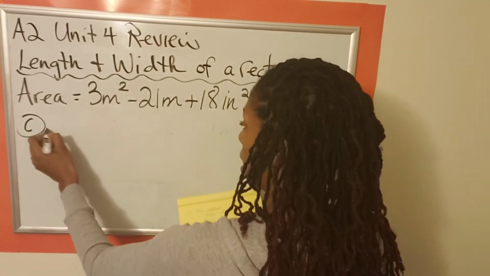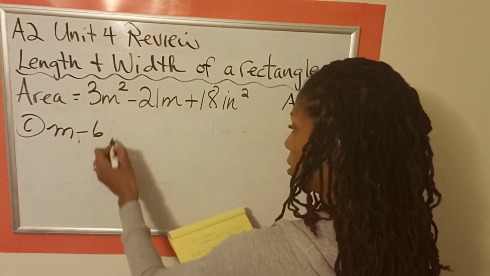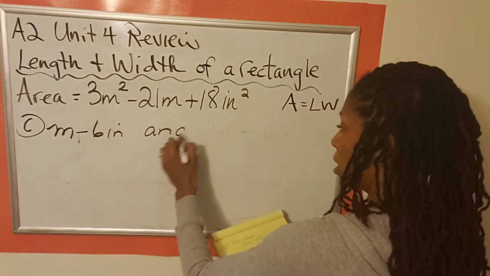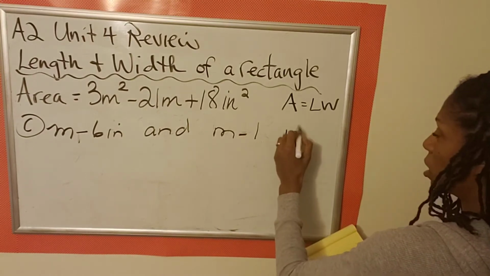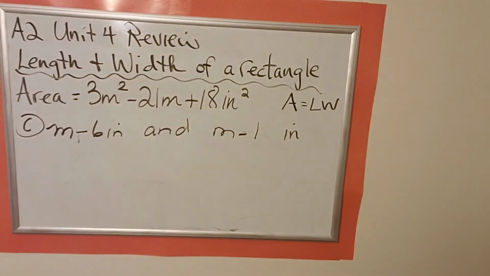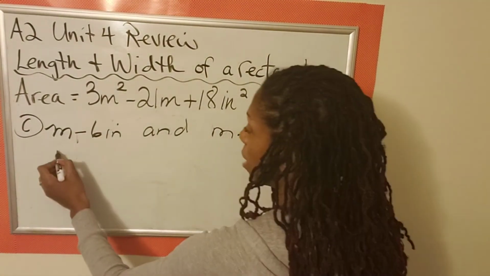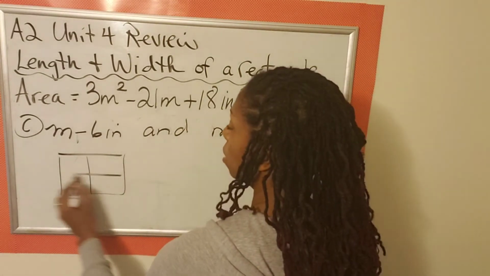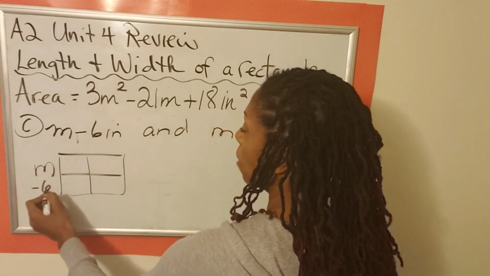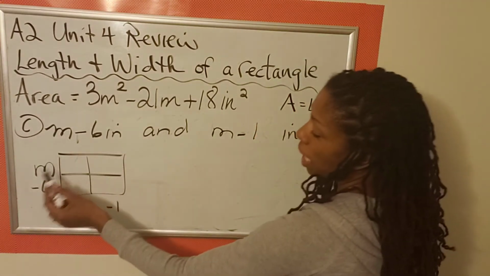Okay, so choice C says m minus 6 inches and m minus 1 inches, right? So how can we figure this out? You could do the area model. This is 2 by 2. We could do m minus 6 out here and m minus 1 and then multiply.